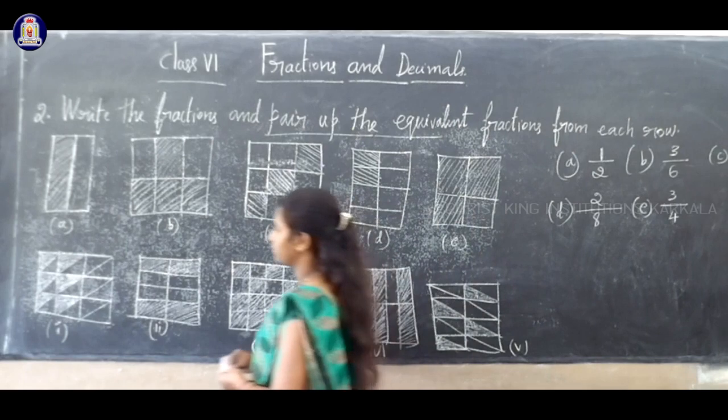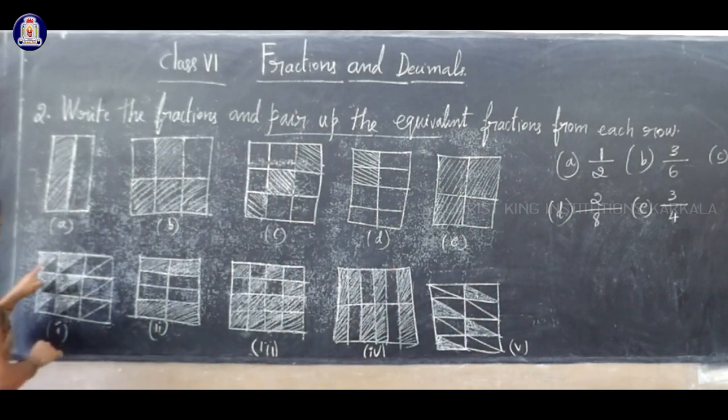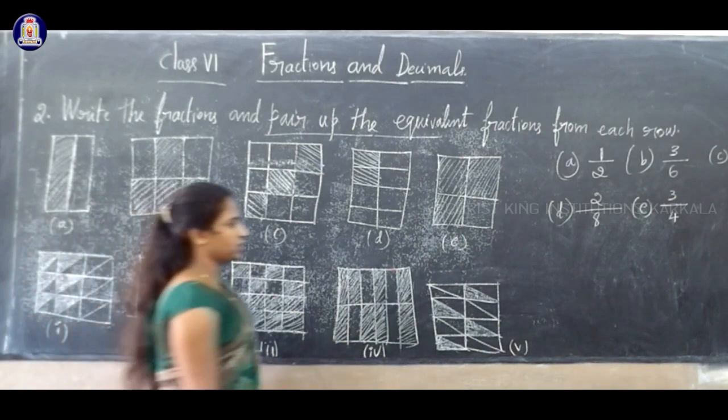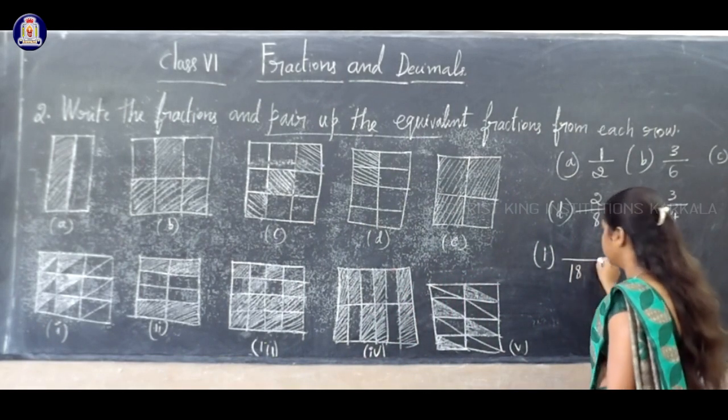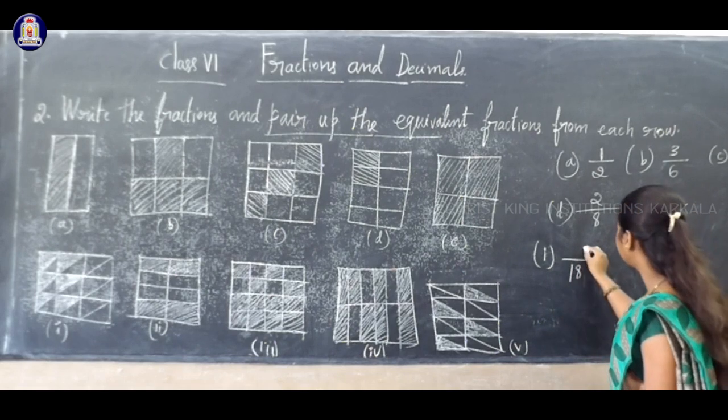Now see the answer figures. Here in the first figure, how many parts are there in total? You count 1, 2, 3, 4, 5, 6, 7, 8, 9, 10, 11, 12, 13, 14, 15, 16, 17, 18. So total 18 equal parts. In that 1, 2, 3, 4, 5, 6. Only 6 parts are shaded. So this is the answer figure. In that total 18, 6 parts are shaded.